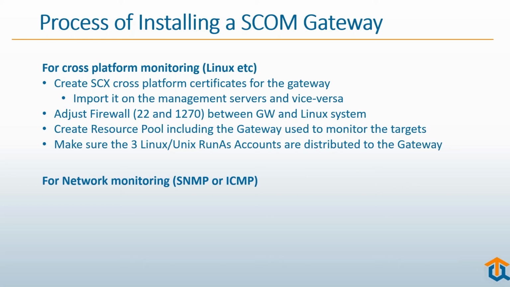So we have, of course, 3 forms of monitoring. We talked about the Windows agent monitoring, and we just talked about the Linux side of things. And there's, of course, a third part, which is the network monitoring, usually using SNMP or ICMP. We have the same kind of setup, but there are also some things to consider here. If you are monitoring through SNMP or ICMP, then you need to adjust your firewall as well to enable communication between the gateway and the device.